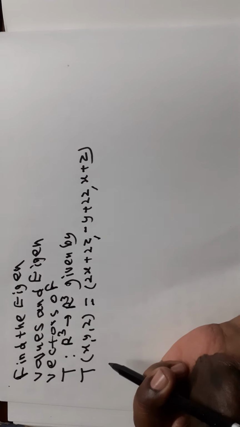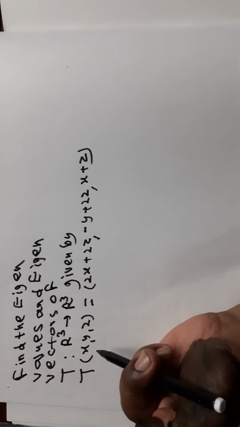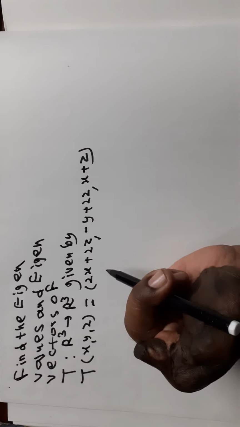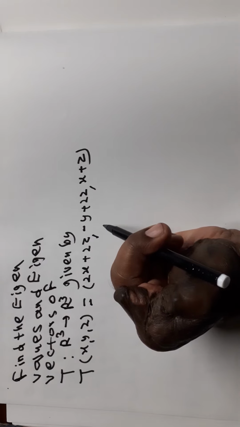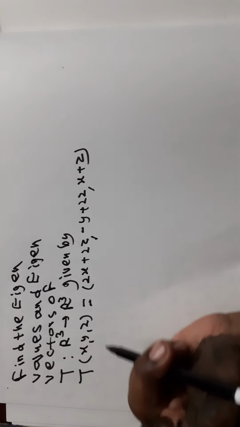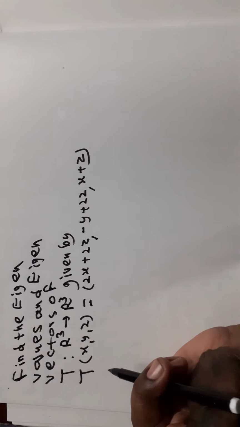Now find the eigenvalues and eigenvectors of T: R3 to R2 given by T of (x, y, z) equals (2x plus 2z, minus y plus 2z, x plus z). Now let us write the T in the matrix form.